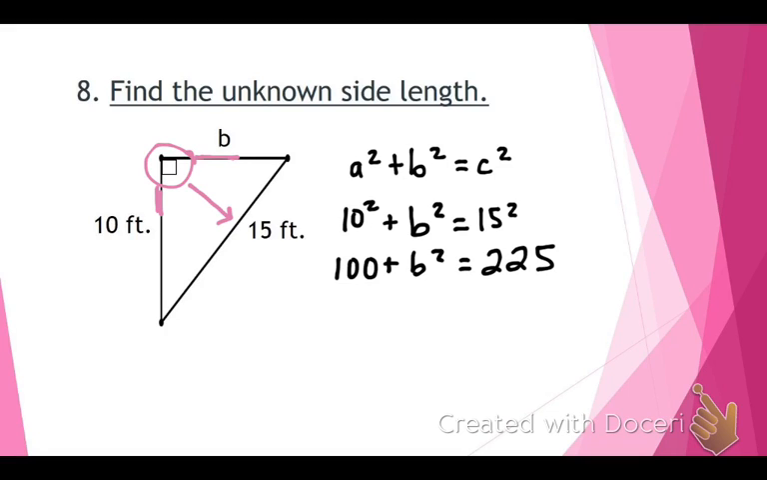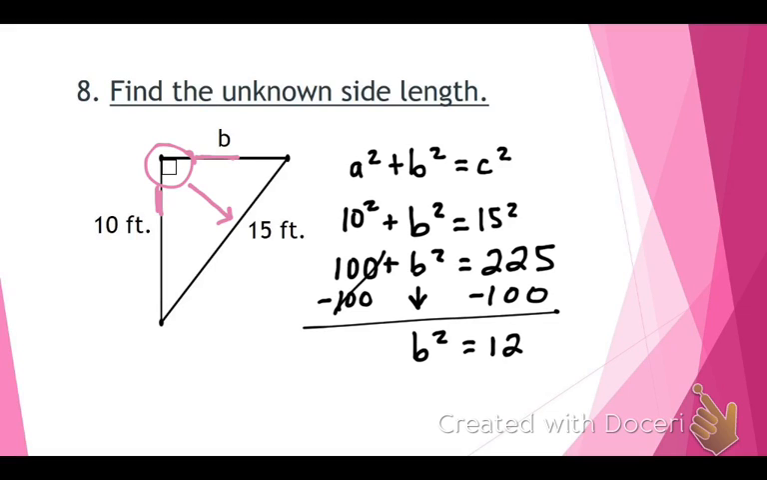225. Now remember, my goal is to get B by itself. There's two things not allowing it to be alone, the 100 and the square. Which do I get rid of first, the square or the 100? The 100, okay? You always get rid of the thing that's not attached to the variable. How do I get rid of that 100? Minus 100 on both sides. B squared just comes down. And what's 225 minus 100? 125. Okay, now your goal is to get B by itself.